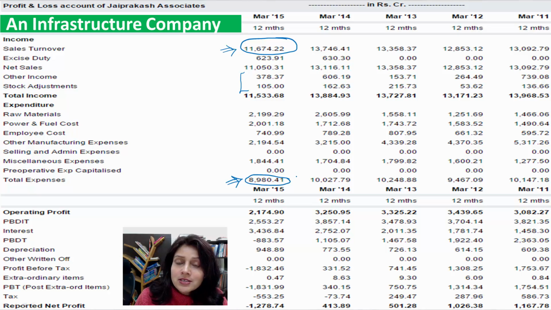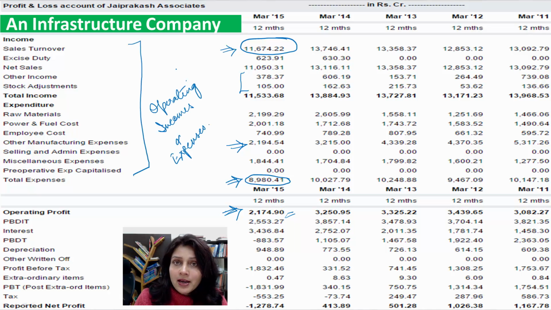Let's see what caused this decline in expenses. The biggest contributor of this decline is other manufacturing expenses. So the company has been able to reduce its manufacturing expenses drastically, which is a good thing. If you come down to the lower section, you will see that this line here shows the operating profit. The operating profit has dropped in the last 1 year, while in the 4 previous years it was quite consistent, but in the last 1 year it has dropped drastically, but it is still positive.